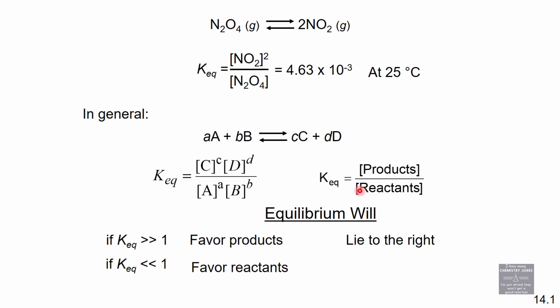That's because the numerator is smaller than the denominator, making this a less than 1 kind of number. It favors reactants, and that also means it lies to the left. So this particular reaction is 10 to the negative 3. That's definitely less than 1 overall. So this reaction favors reactants because it's less than 1.